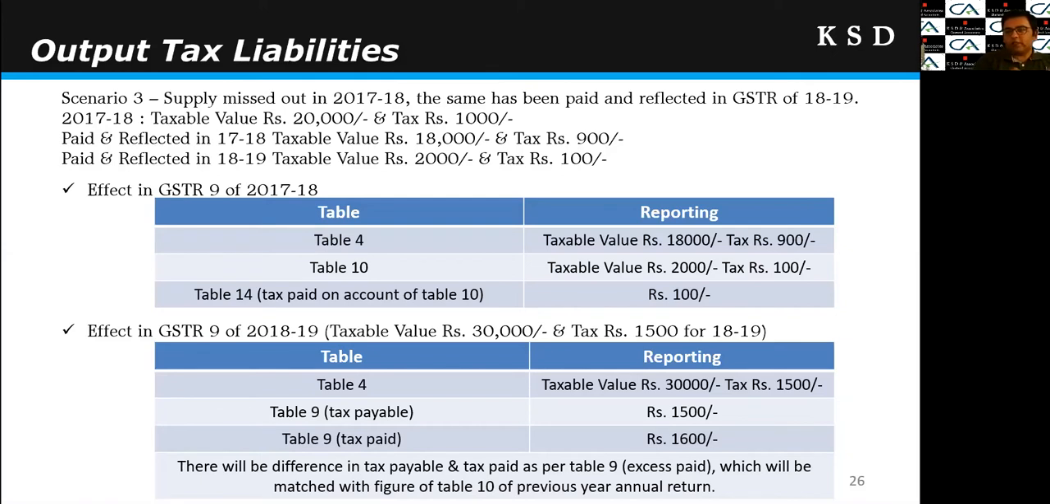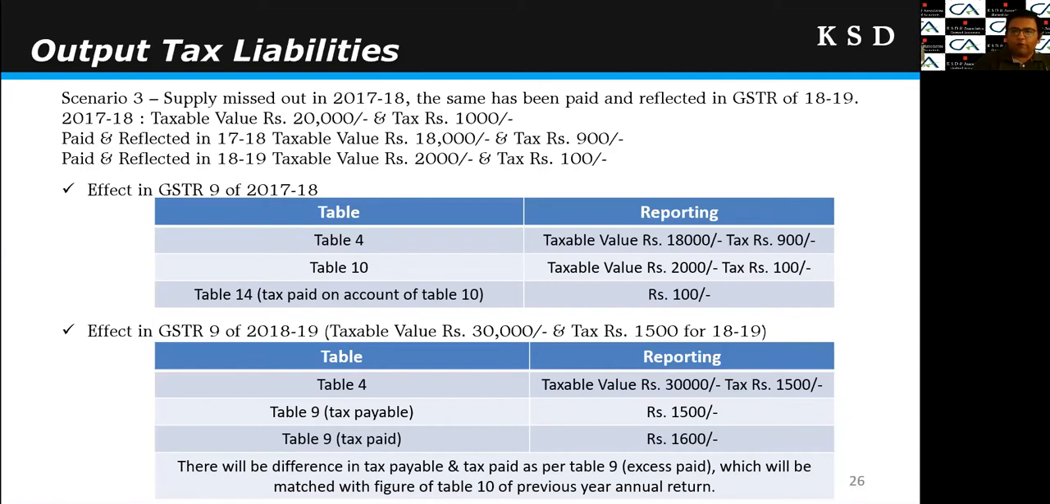So table 4 plus table 10 will match with my books of accounts. And again in table 14, as I have paid 100 rupees in the next year, I will reflect 100 rupees of tax payment in table 14. So this is all about the reporting in the last year annual return. Now what will we do in the current year, the FY 2018-19 annual return? Assuming that in 2018-19, there is a taxable value of 30,000 and tax liability of 1500.